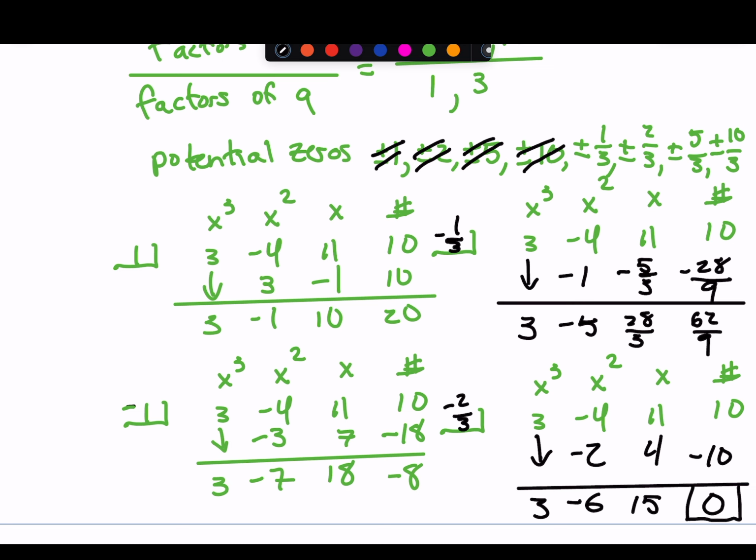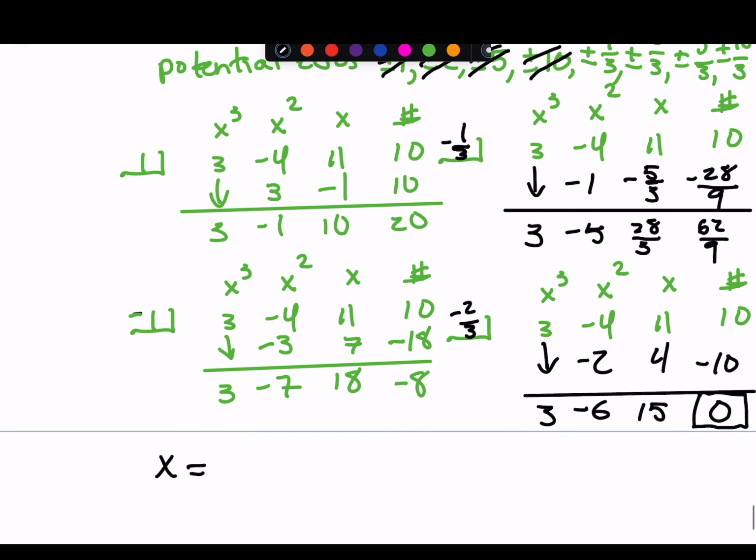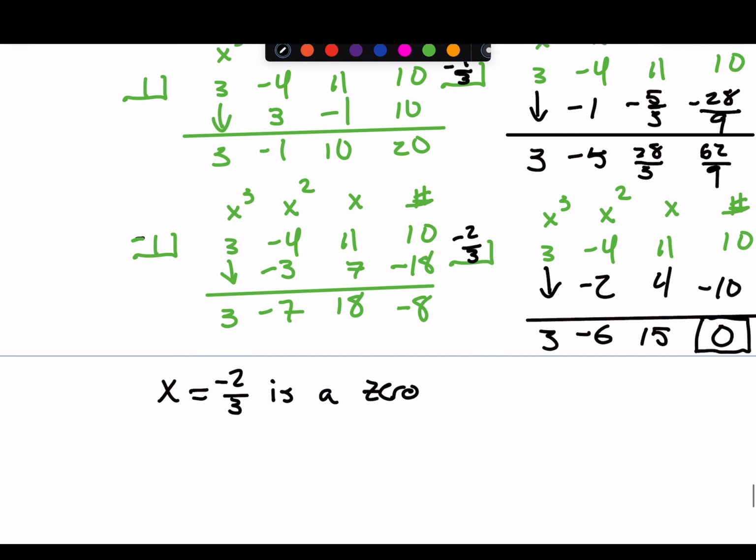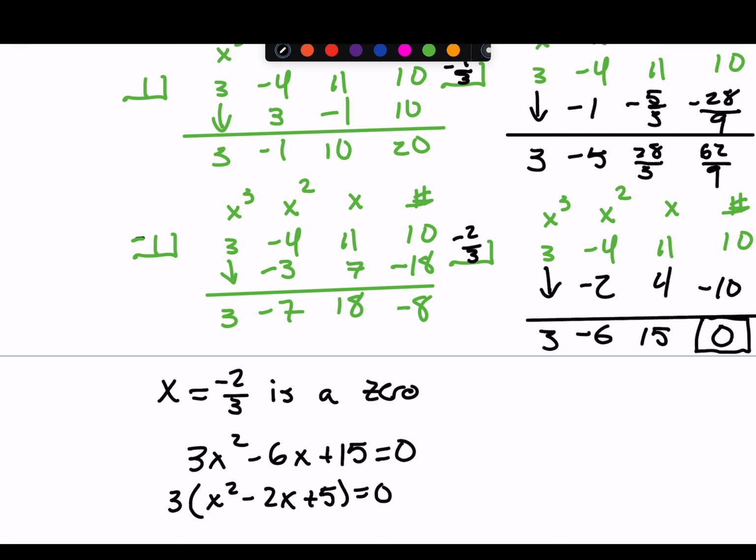But we found a remainder of 0. So that means x equals negative 2/3 is a 0 of this function. Okay, so we factored it out, and so what we're left with is 3x squared minus 6x plus 15 and we want to find the zeros of that part, so set it equal to 0. Now we can factor out a 3, and we're left with x squared minus 2x plus 5 equals 0.